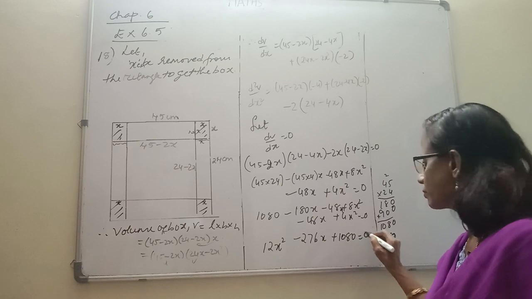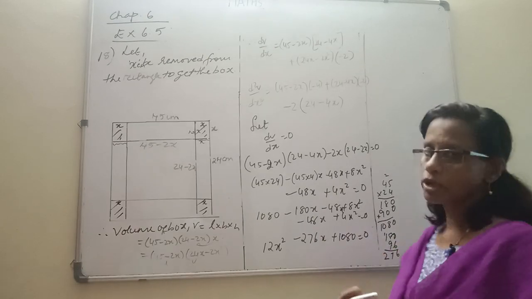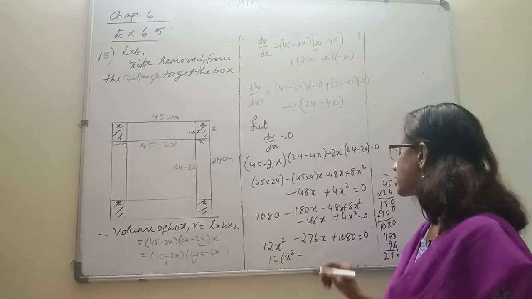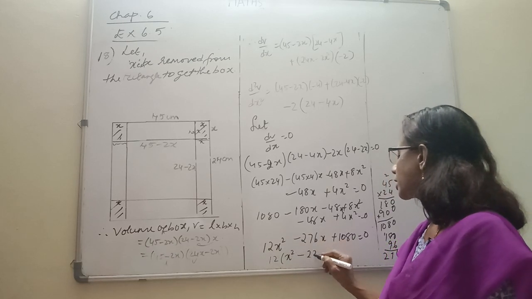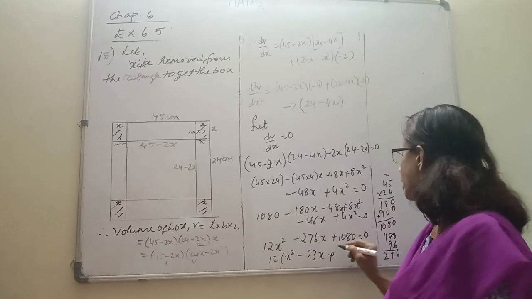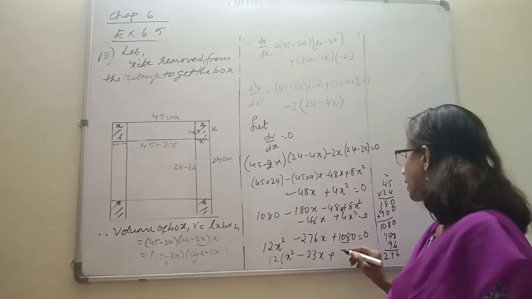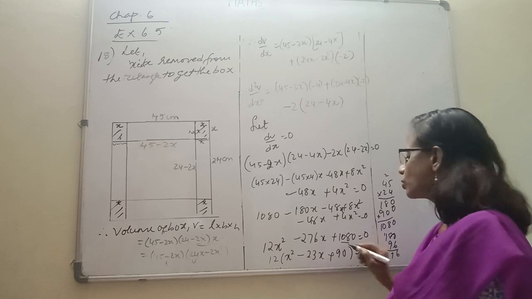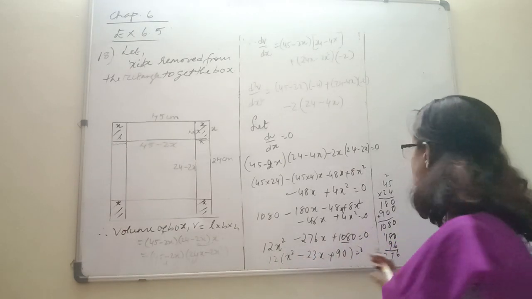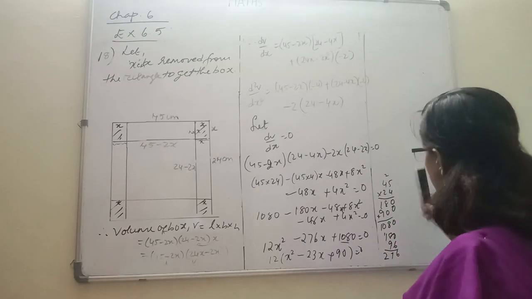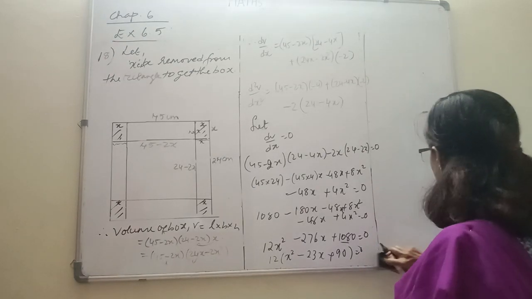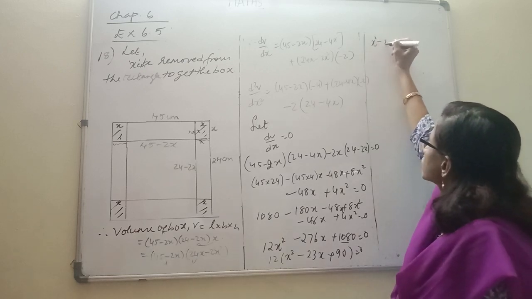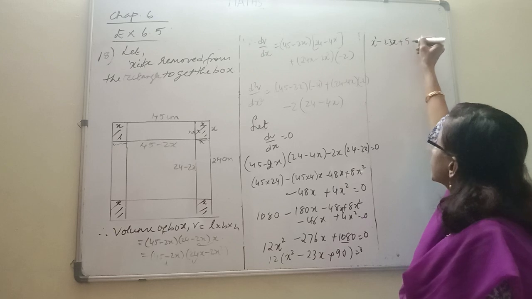And it's no point working with such big numbers. 12 seems to be a common factor. So let's take the 12 out. x squared minus 23x, since 12 times 23 is 276, plus 12 times 90 is 1080, equal to 0. Then 12 you can take on the other side. So when 12 goes on the other side, it becomes 0 over 12, and like that 12 can be eliminated. So actually we are left with the quadratic equation x squared minus 23x plus 90 equal to 0.